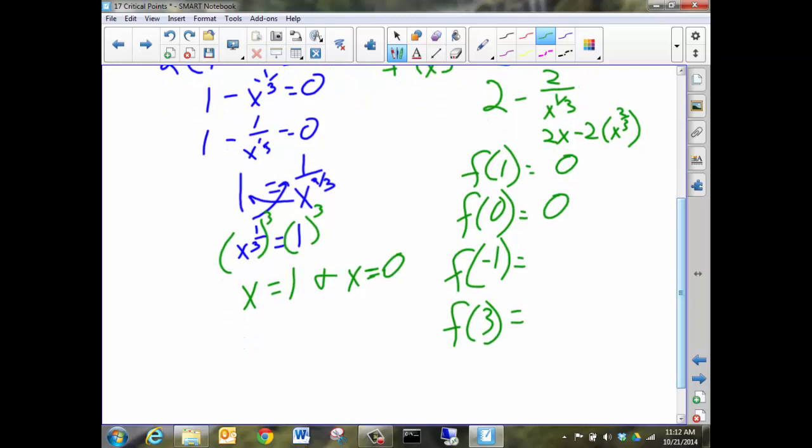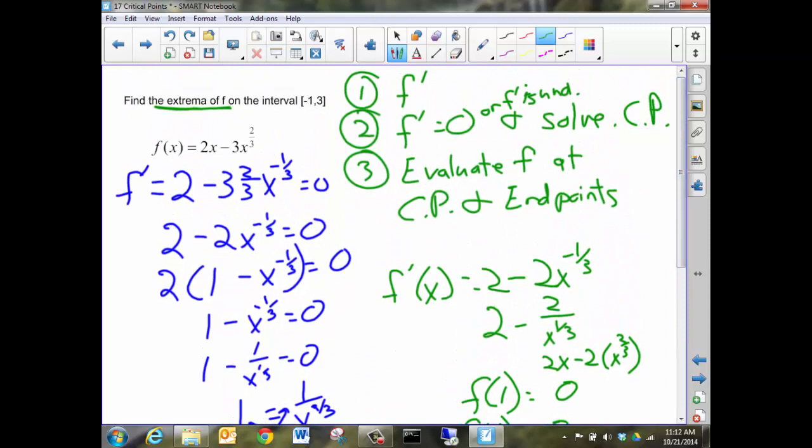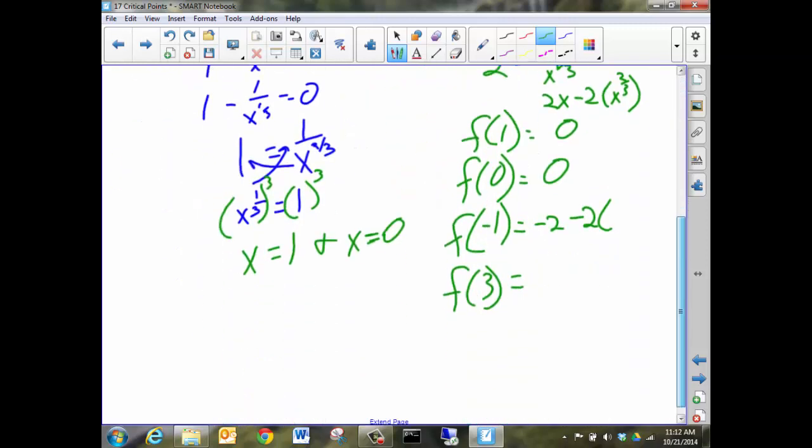What happens when I plug -1 in? -2 minus 2. What's the 2/3 root of -1? How on earth do I even do that? How do I raise -1 to the 2/3 if I don't have a calculating device? Yes, sir. I think the function is 2x minus 3x to the 2/3. Now, here's my function: 2x minus 3x to the 2/3 power. What are you saying there? You wrote 2, and I thought... Oh, I see. Yeah, I'm sorry.